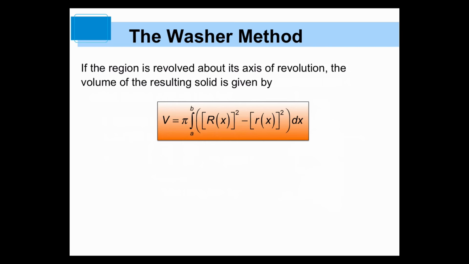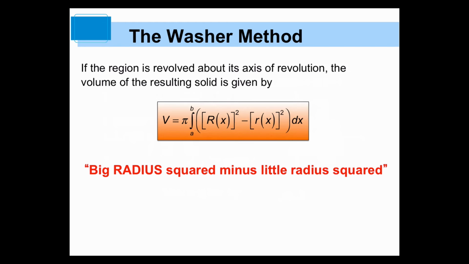Because eventually we're going to take our representative rectangle and make it parallel to the axis of revolution. Cool. No, not so much. Okay, that generates another method called the shell method, but we're not ready for that yet. Big radius squared minus little radius squared.